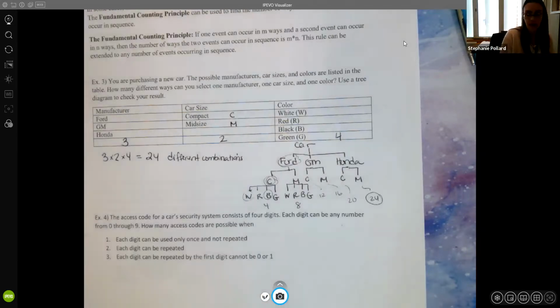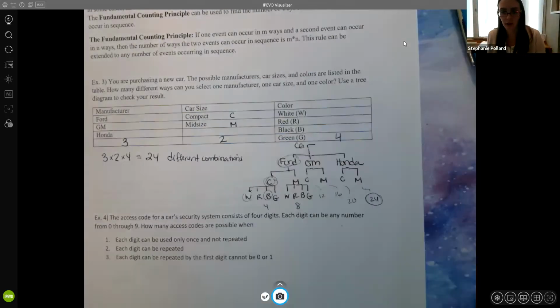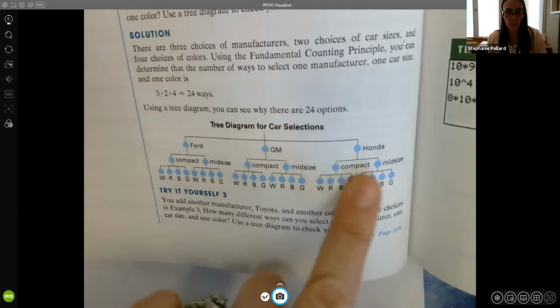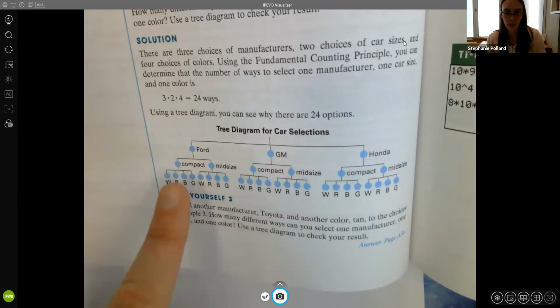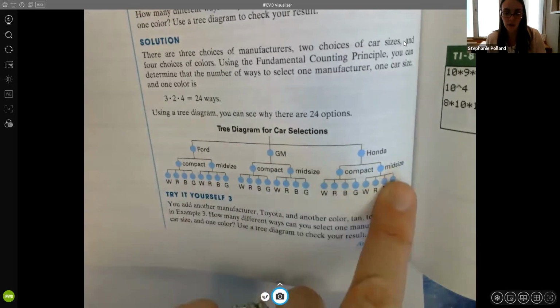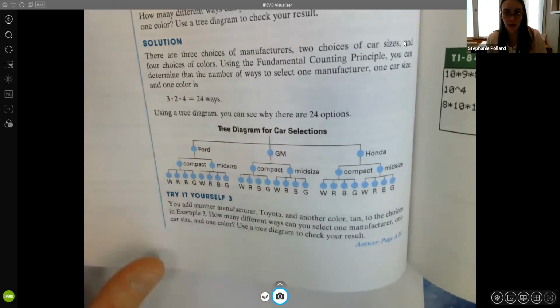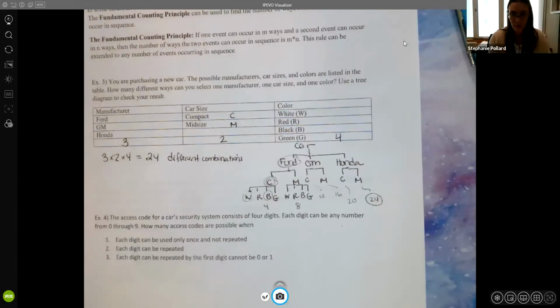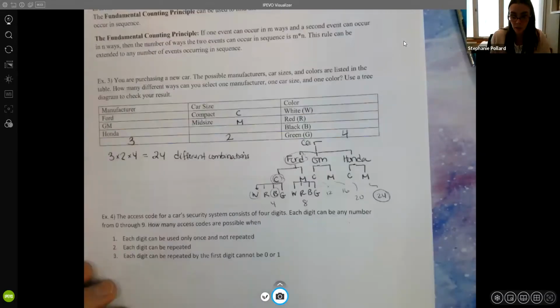And you can see in your text, I'll just show it to you quickly. They have a nice tree diagram here with all those possibilities, right? So there are 3 cars, compact and midsize, and each one has the option of 4 colors. So if you look at the final row, you do have 24 different combinations here. But that can be very cumbersome to write out every single time. So now we have a faster way to find out how many combinations we could make.